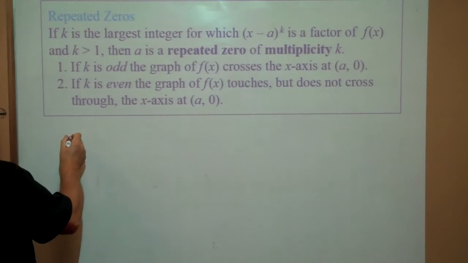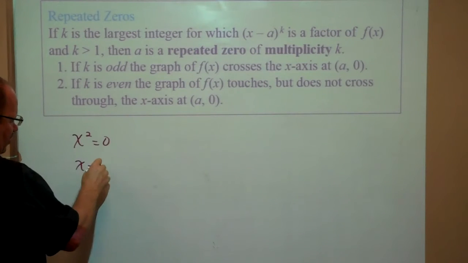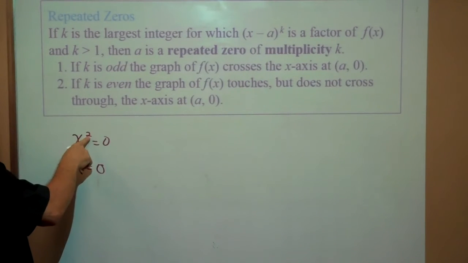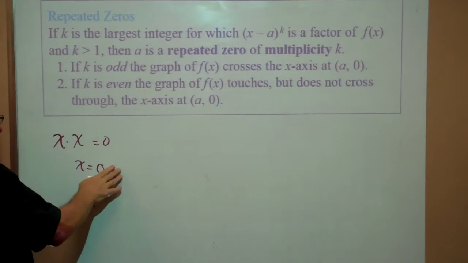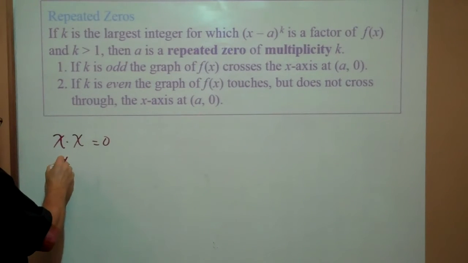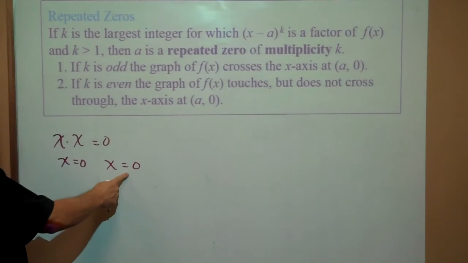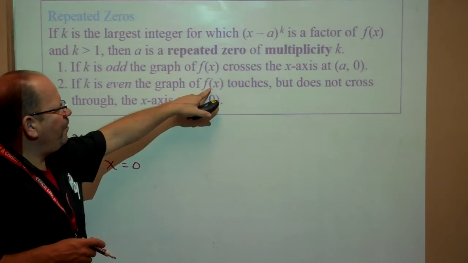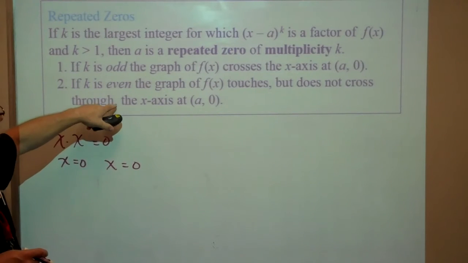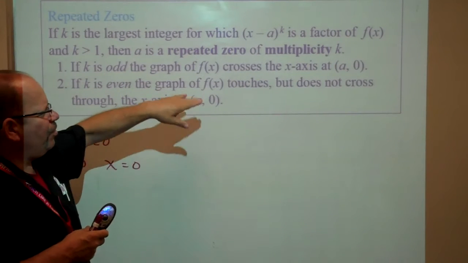Okay, what we just saw, x squared equals 0, x equals 0. Well, this is multiplicity 2. This is two factors. This is x times x equals 0. As you see, when we're factoring, we set each factor equal to 0, so x equals 0 and x equals 0. Because it's even, the graph of f of x touches but does not cross through the x-axis. If it was odd, it would cross the x-axis.